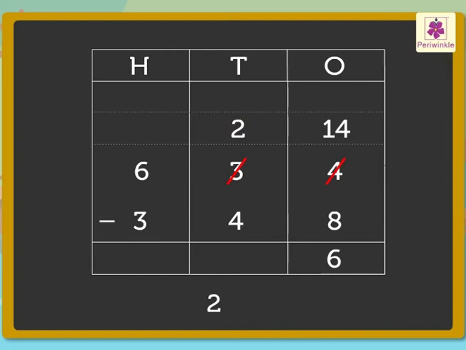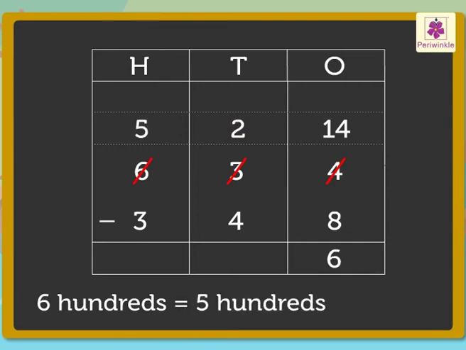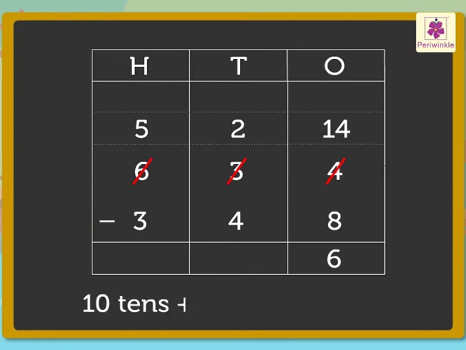As 2 is smaller than 4, we regroup 6 hundreds as 5 hundreds plus 10 tens. We have 10 plus 2 is equal to 12 tens. Therefore, 12 minus 4 is equal to 8 tens. Lastly, subtract the hundreds. That is, 5 minus 3 is equal to 2. Bingo!